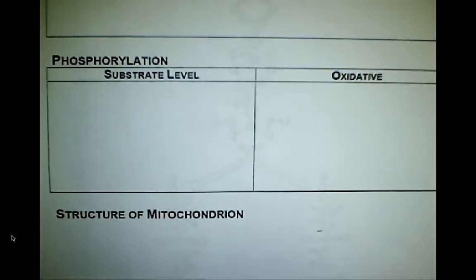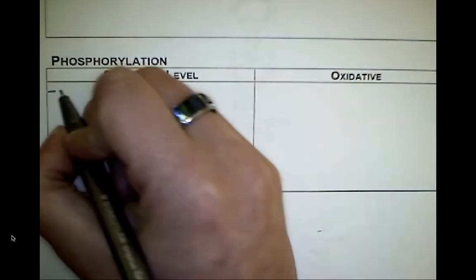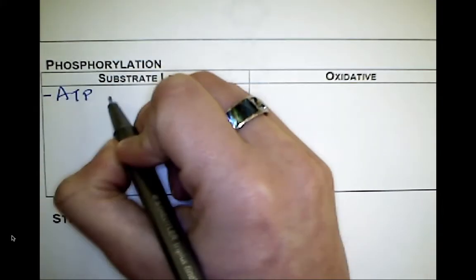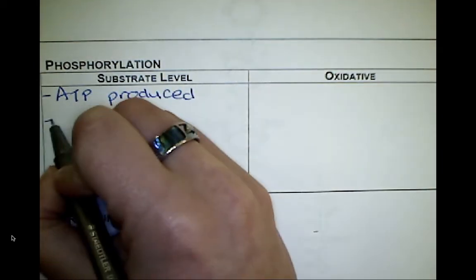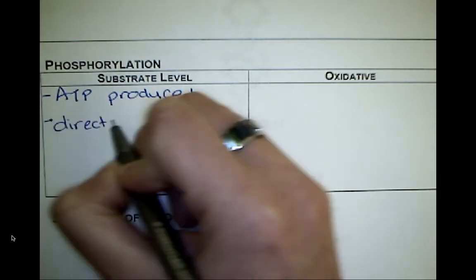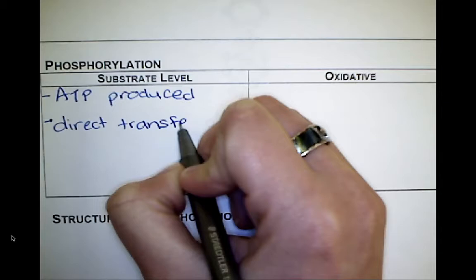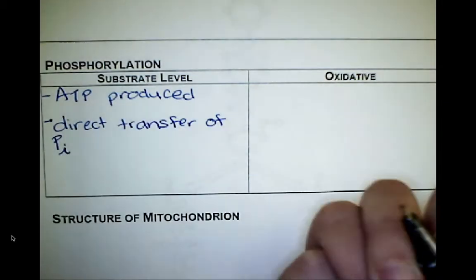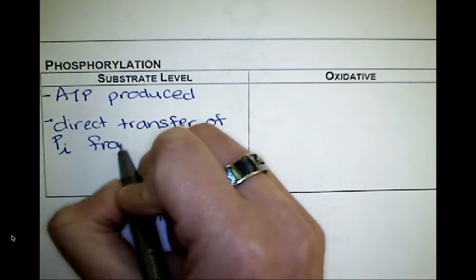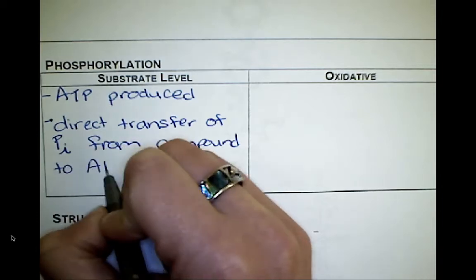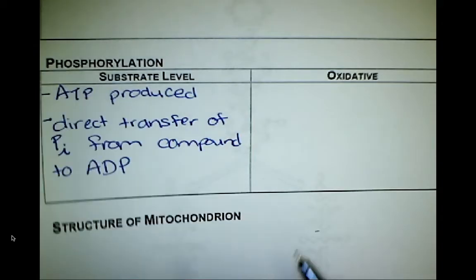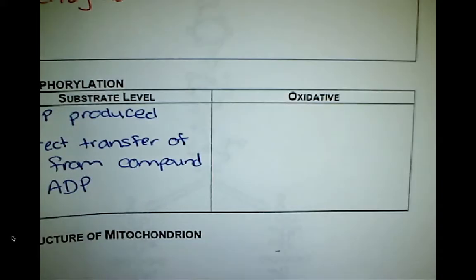Now, we're going to see two terms, two types of phosphorylation, and we've actually seen one of them. One is called substrate-level phosphorylation, and in this one, ATP is going to be produced. Actually, in both phosphorylations, ATP is going to be produced, okay? And what happens in this one is we have a direct transfer of that phosphate, the little inorganic phosphate, from an intermediate compound, or just from a compound, to ADP. Okay?